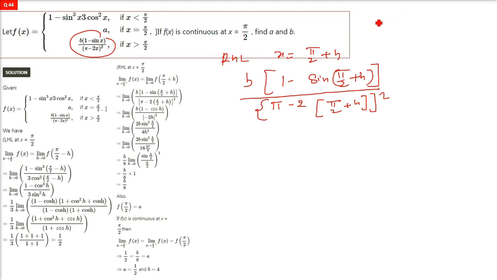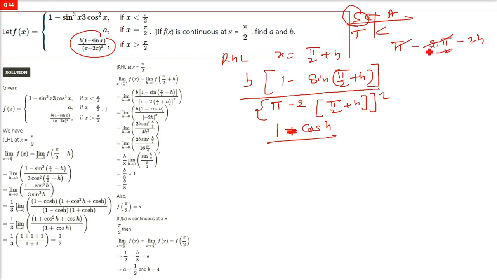Now sin 90 plus theta is what? Sin 90 plus theta is going to be cos, but it will be in plus. So 1 minus cos h divided by, in the denominator, pi minus 2 into pi by 2, so the pi gets cancelled, and you have minus 2h, and minus 2h whole square will be 4h square. In the denominator you have 4h square.